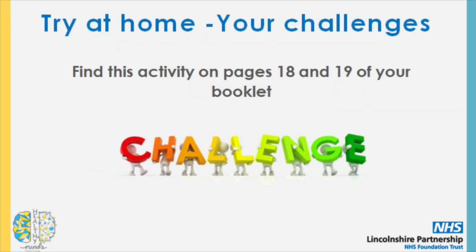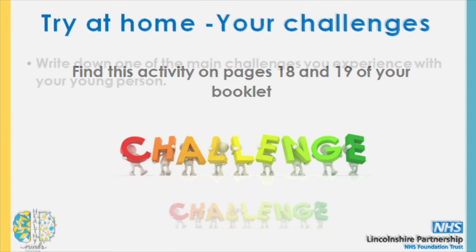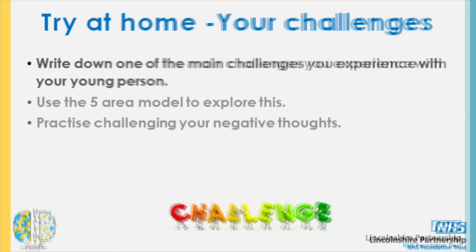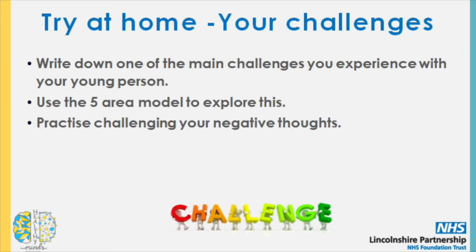On pages 18 and 19 of your booklet, write down one of the main challenges that you experience with your young person. Using the blank 5-area model in the booklet, write down how this challenge makes you think, how it makes you feel, what you feel in your body, or what you notice change in your body when this challenge presents itself, and finally, how this makes you behave.